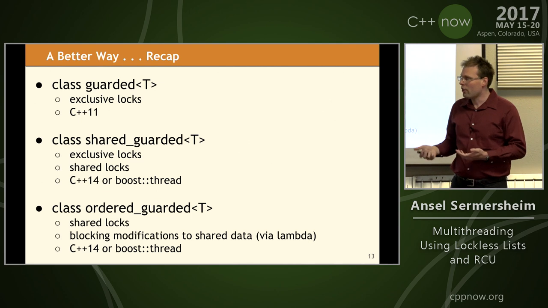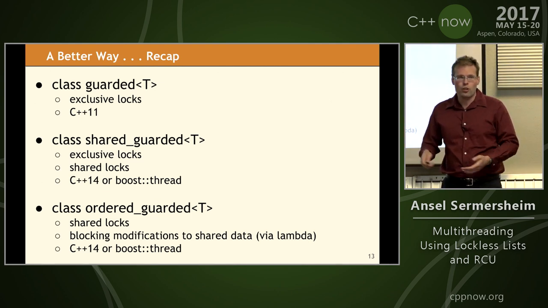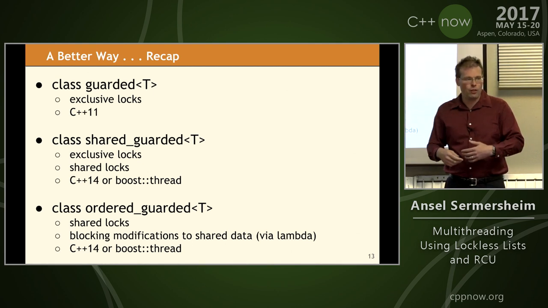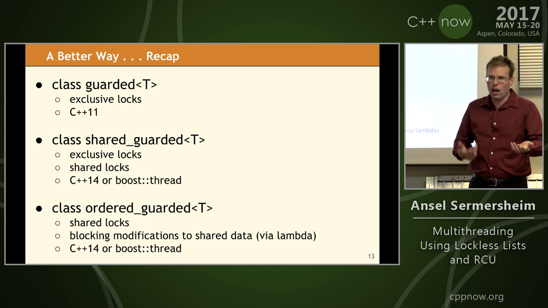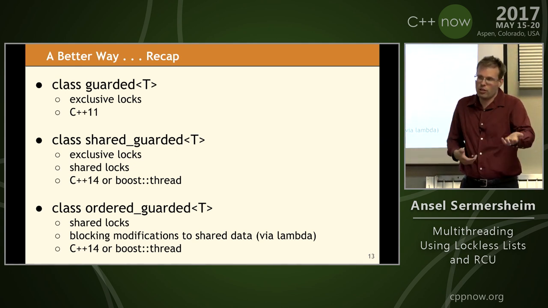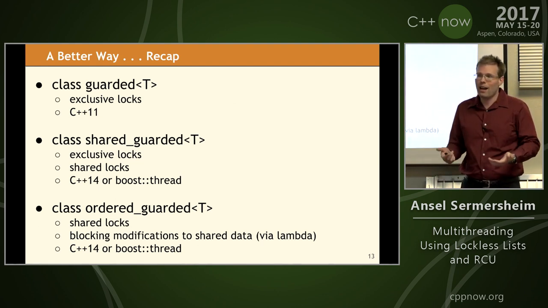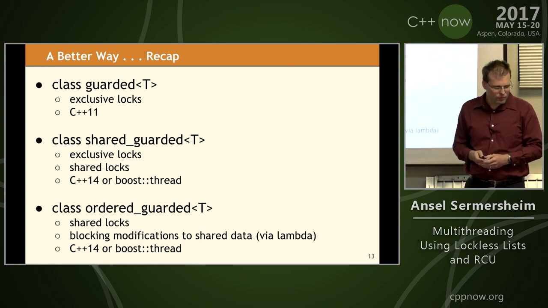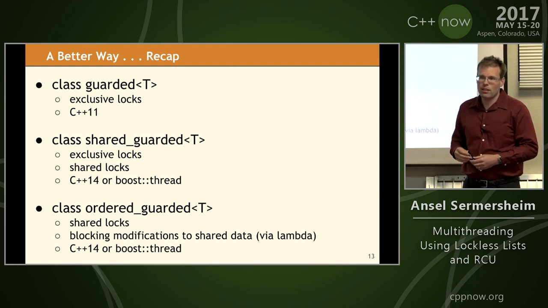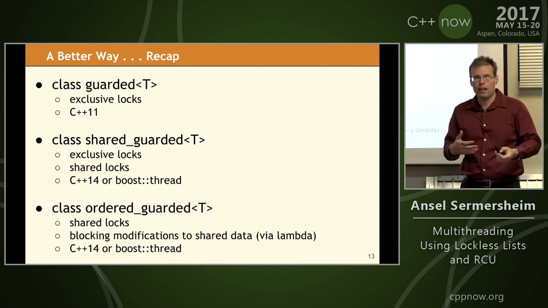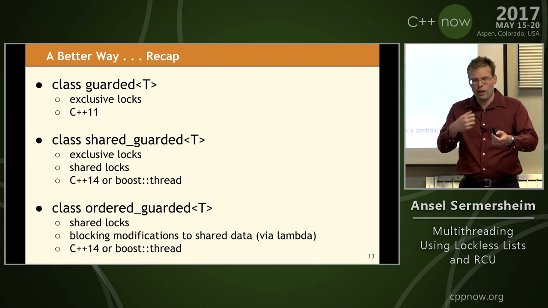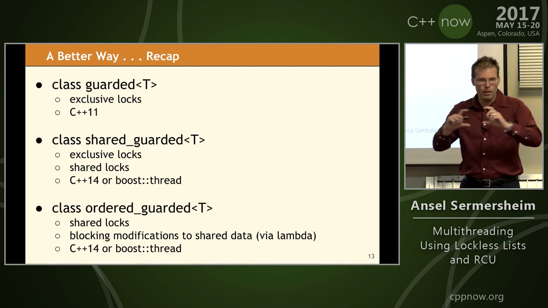For example, shared guarded is just the generalization of this to shared locks. So if you lock it exclusively, you get a handle that allows you to modify the object. If you shared lock, you get a const handle, which does not allow you to modify the underlying object, which would have prevented the case where we accidentally modified the map in our insert function. Ordered guarded is a generalization where instead of modifying the data directly, there is no exclusive lock. Instead, you pass in a lambda that can operate on the object that is within the guarded data. This prevents anyone from getting exclusive access to the data outside of the limited scope of a lambda.